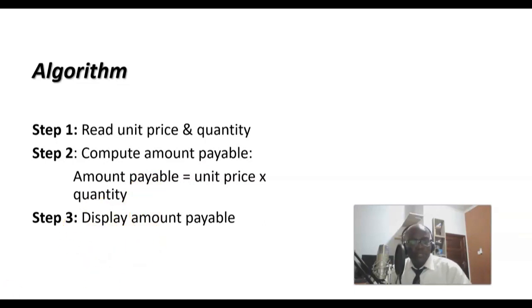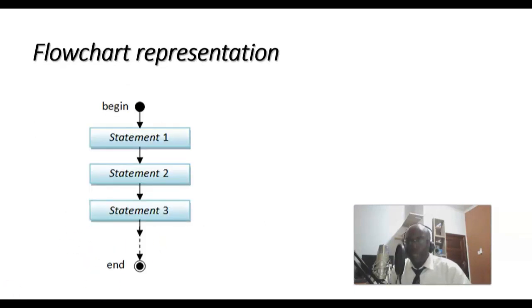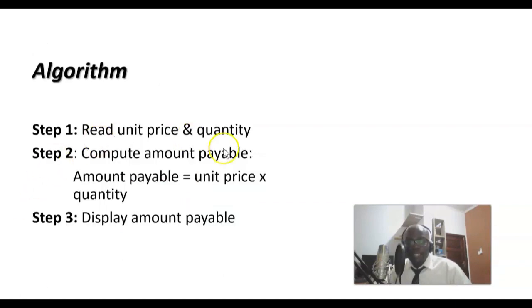Okay, now if we were to represent this as a flowchart. Now remember, a flowchart is a graphical representation of an algorithm. So we will indicate, well, the starting point, begin, then there is statement 1, statement 2, statement 3. Now please remember, this is not an actual representation of an example I'm giving. If I am to represent this algorithm in form of a flowchart notation, it will look something like this.